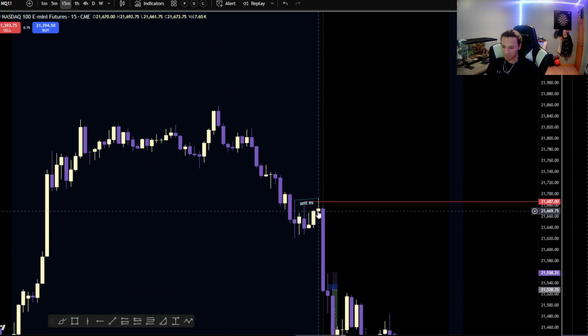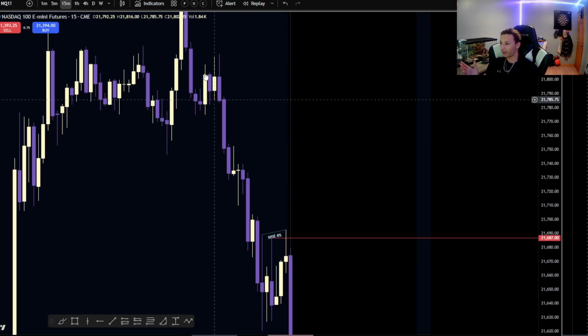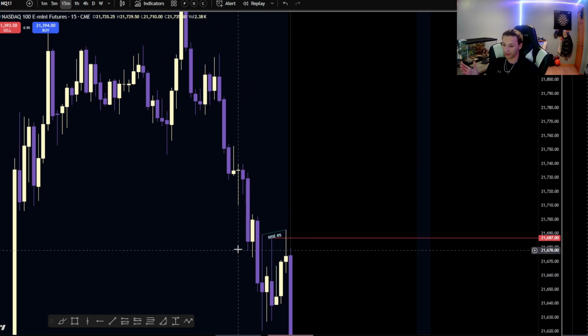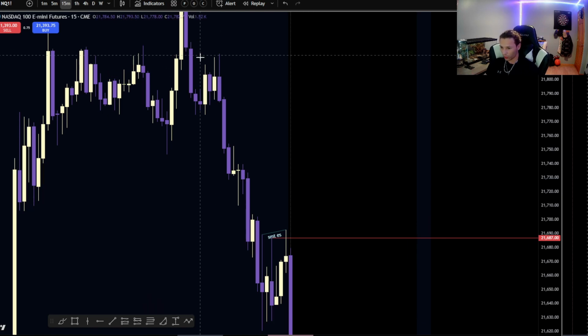And we see here my main point on this expansion leg down, which happens right after London session. I'm looking at these fair value gaps for us to retrace into to create the move down. First, I look at this one and this one.